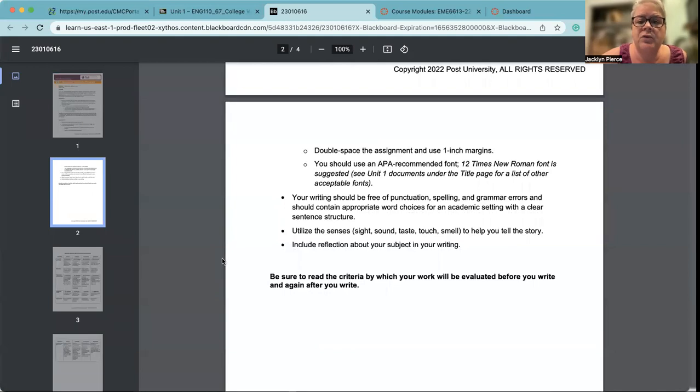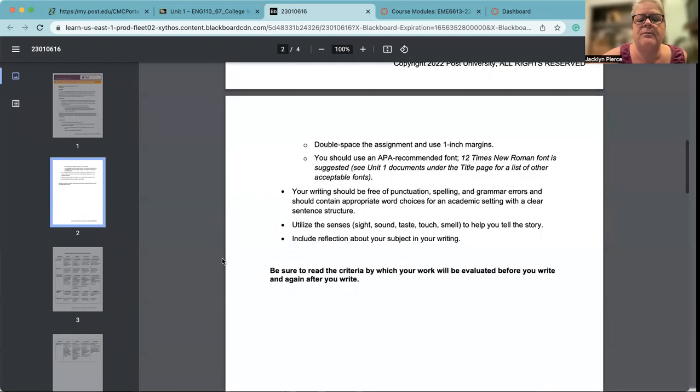You also want to, of course, take the time to really polish your writing. You want it to be free of punctuation, spelling, and grammar errors. It should have appropriate word choices for an academic setting, clear sentence structure. You do want to utilize the senses because we are describing a person. And then, of course, you can tell a story about this person to help us understand why they are important.